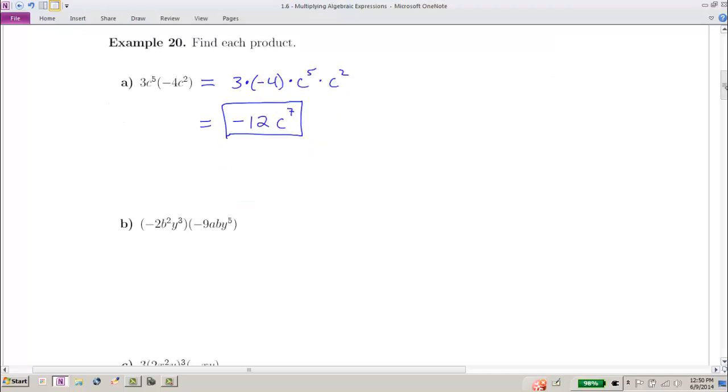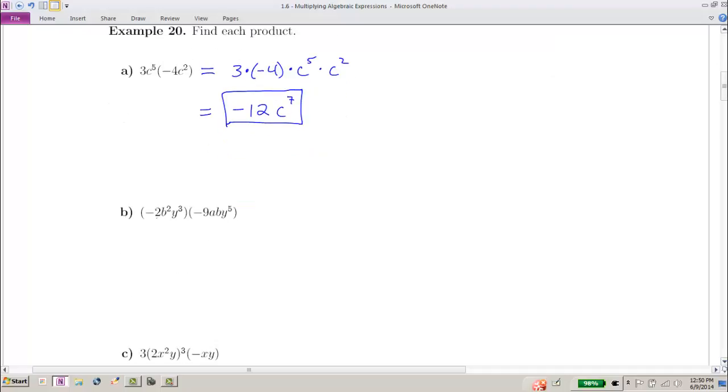In part B, we've got another product to find. And again, they're each just one term. I don't have addition or subtraction happening in here, so I can rearrange these factors in any order I wish. So I'm going to group them so I've got the coefficients being multiplied by each other. And then we have just a single factor of a here. And then we've got the b squared in the first one times b. And a y cubed times y to the fifth.